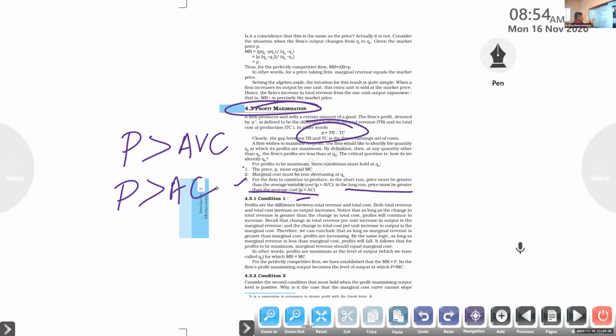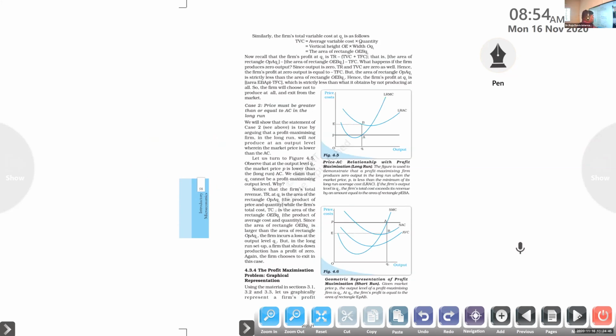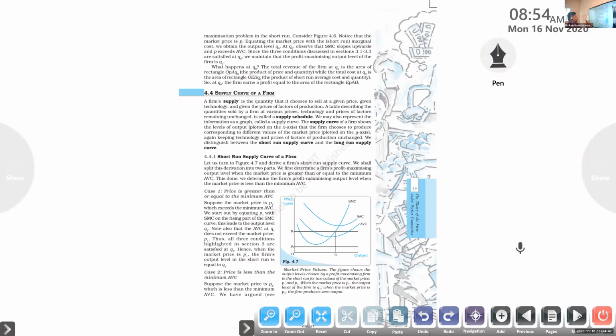So P always greater than AVC, so profit. P greater than AC, average cost, is profit. If it is less than that, it is a loss. So the conditions we explained already: three conditions, and how the curves are formed, we discussed. Next for viewability is the supply curve of a firm.